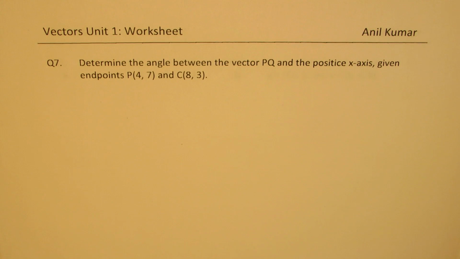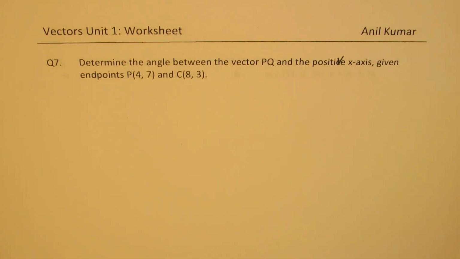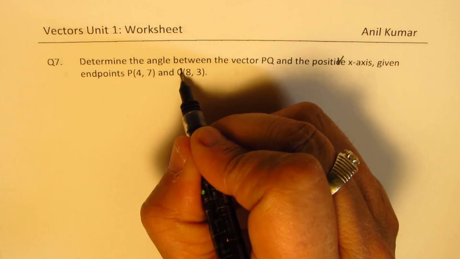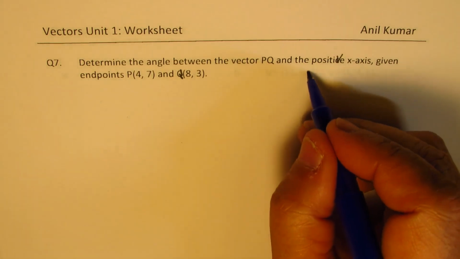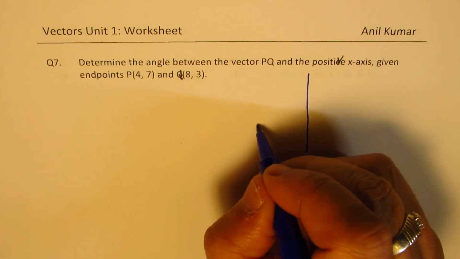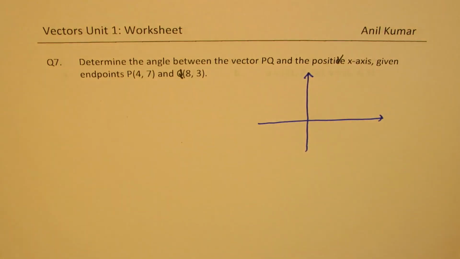Determine the angle between the vector PQ and the positive x-axis, given endpoints P (4, 7) and Q. Okay, so I'm making a lot of typing errors. It's kind of difficult for me to do all this with a broken hand. Okay. So we have the point 4, 7 and 8, 3.